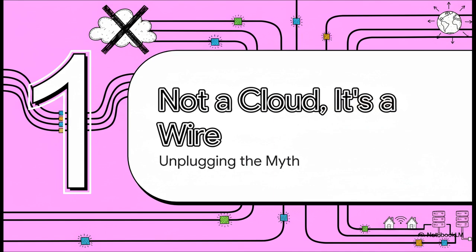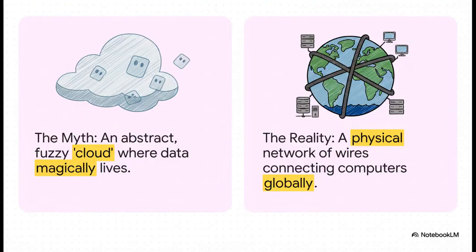Let's unplug that whole myth and take a look at the actual physical wires that make our entire digital world possible. So on one hand, you've got this myth of the magical fuzzy cloud, but the reality, it's way more, well, concrete. We are literally talking about a massive global web of physical cables. Over 1 million kilometers of fiber optics and copper wires buried under our streets, stretched across the vast ocean floors, all just connecting computers together. And that's the thing to remember. The internet isn't one single entity. It's a network of networks.